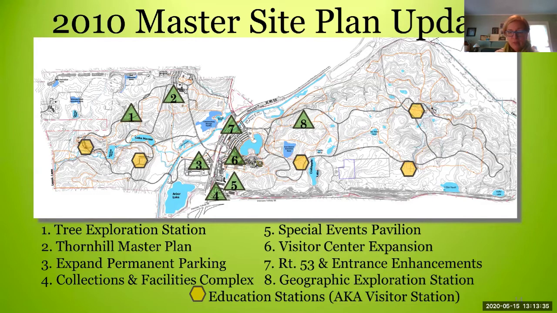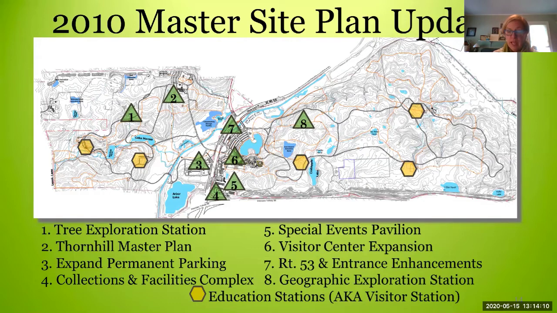complex for the Arboretum. Number 5, we wanted to look at a special events pavilion. At that point in time, we were thinking about somewhere on the concert lawn. 6, we wanted to expand the visitor center. Even in 2010, we realized that we were a little bit bursting at the seams in the visitor center. Number 7 was creating entrance enhancements, so creating a new atmosphere for people as soon as they come through the gates at our front entrance. And then number 8 was the geographic exploration station, which was one of the visitor stations that had been promoted.